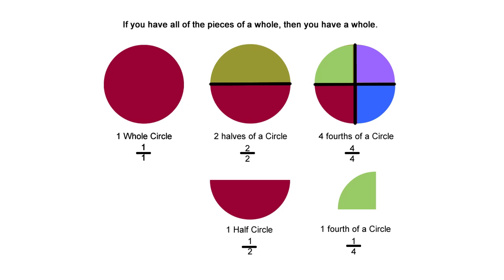Now, if we take away half the circle, we're left with 1 half of the circle, which is 1 over 2. And if we take away 3 fourths of the circle, we're left with 1 fourth of the circle, which is 1 out of a possible 4 parts.